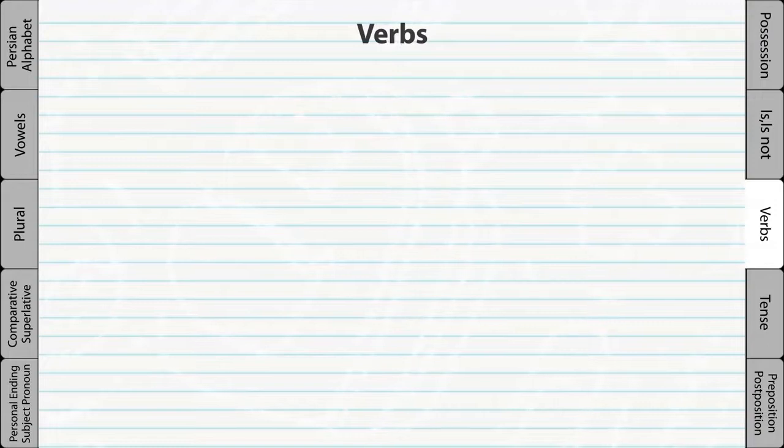Compound verbs. There are many compound verbs in the Persian language. The compound verbs are made from a noun plus a verb. For example, the verb to ring, zang zadan. Zang means bell, zadan means to hit. So, to hit the bell means to ring.